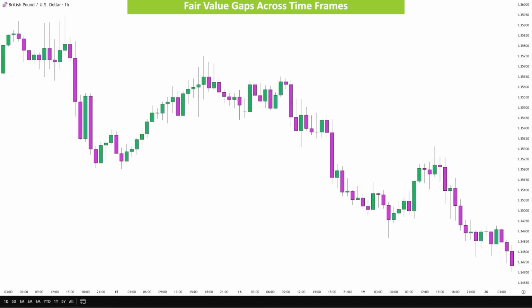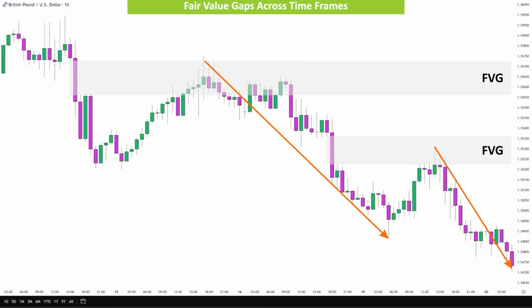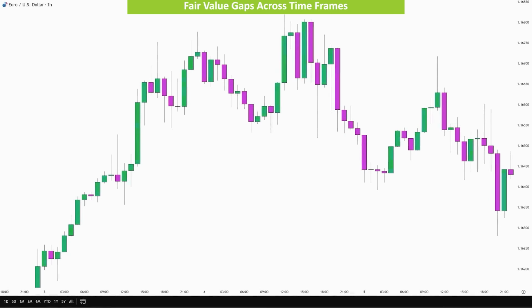Now, let's get started. On the pound-dollar 1-hour chart, price tapped into a bearish fair value gap and then continued moving lower. After that, another fair value gap formed and price once again rejected to the downside. On the euro-dollar 1-hour chart, you can see how price reacted multiple times to a fair value gap before the reversal finally occurred. This concept works across all time frames.